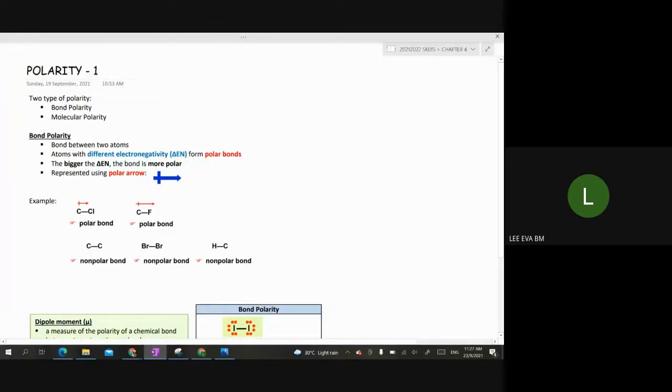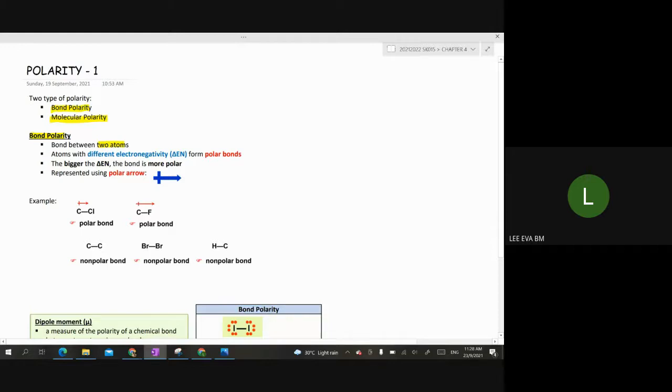Okay, so in subtopic polarity, there's 2 types of polarity. Okay, it is the bond polarity and also molecular polarity. So following the name itself, you understand bond polarity means the polarity between 2 atoms. Okay, a single bond, what is the polarity? Is it polar or non-polar? Okay, so bond polarity is between 2 atoms.